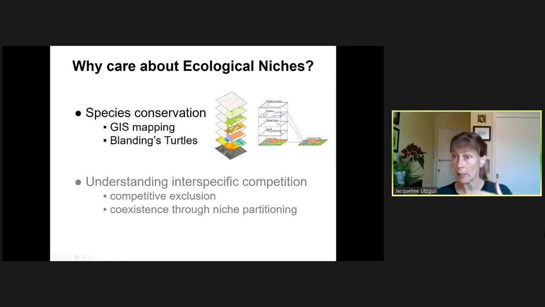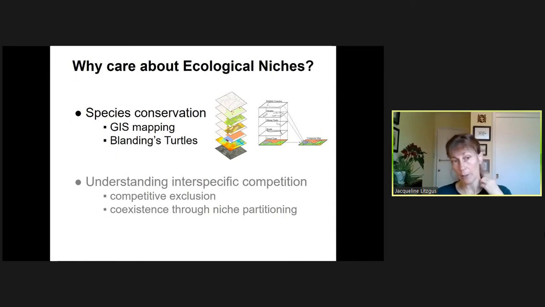So you can see how you could layer all those maps with a GIS system and then figure out where the animal is. So we can measure many niche axes together with these powerful GIS tools. This kind of information is really important for species conservation, applying it to that context.